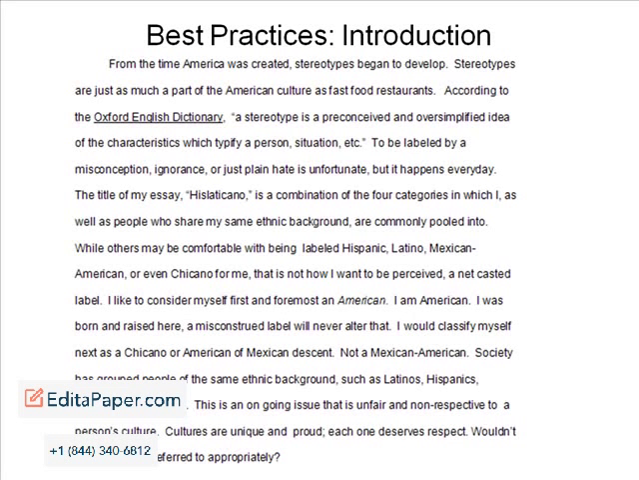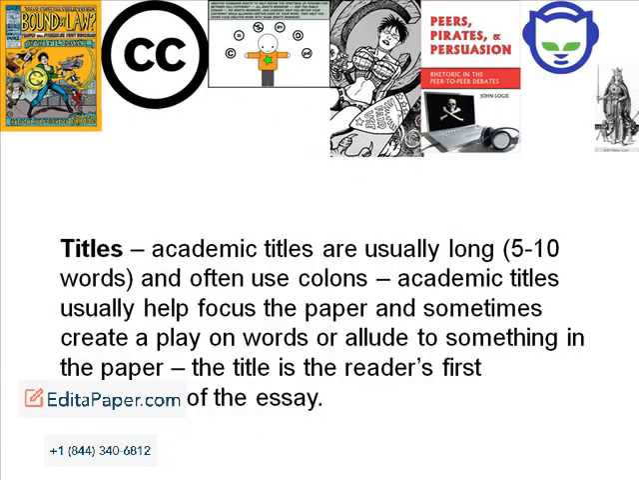"According to the Oxford English Dictionary, a stereotype is a preconceived or oversimplified idea of the characteristics which typify a person's situation, etc. To be labeled by a misconception, ignorance, or just plain hate is unfortunate, but it happens every day. The title of my essay, His La Ticano, is a combination of the four categories in which I, as well as people who share my same ethnic background, are commonly pooled into." Okay, and then it goes on. And this writer has also established their credibility on the topic because they're writing about a group of people who they are arguing have been stereotyped, and they're a member of that group.